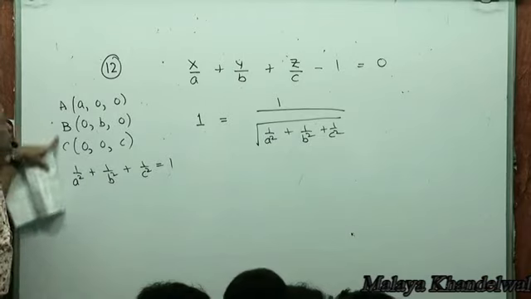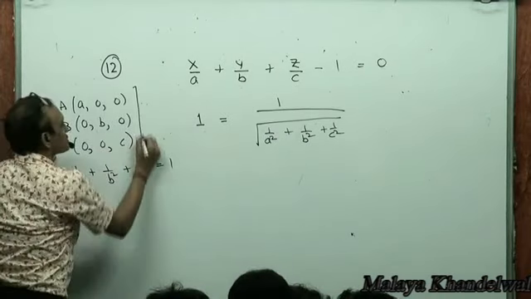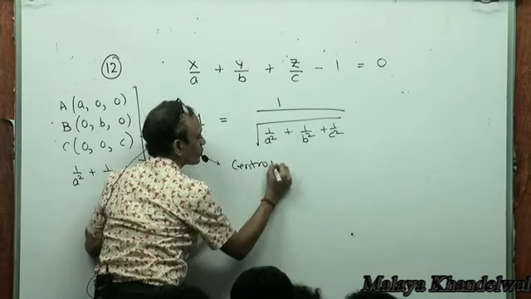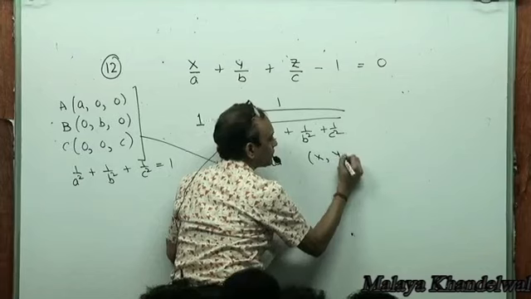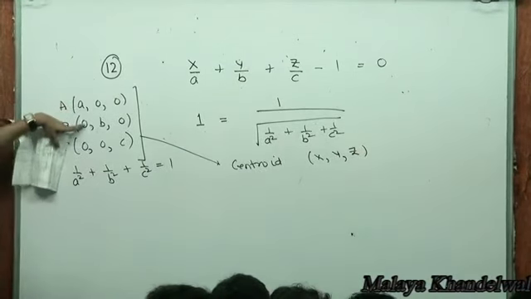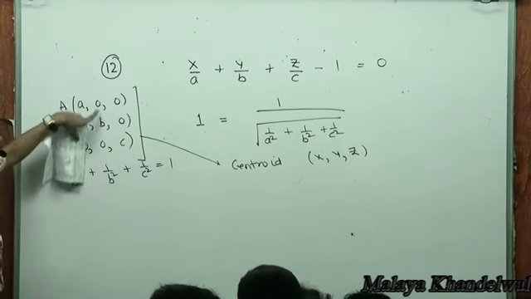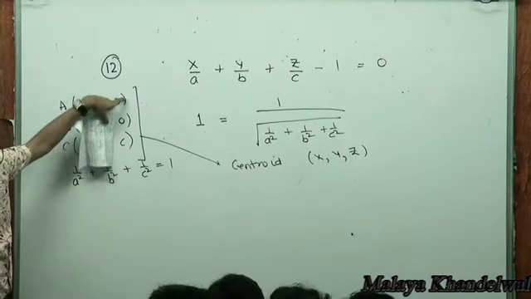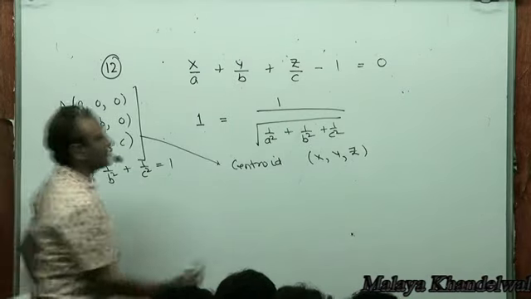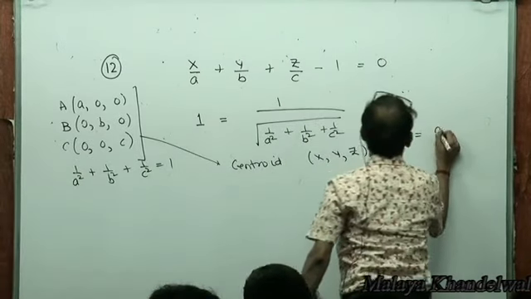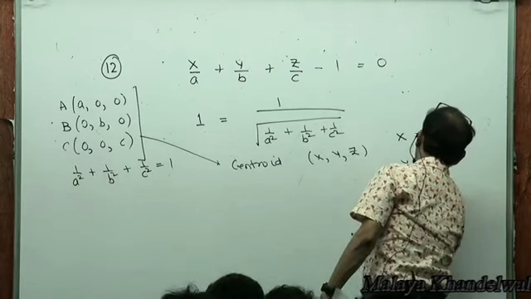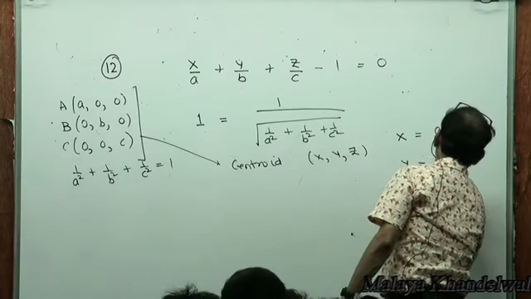Now, the centroid of triangle ABC is (x, y, z). That's the centroid. So x would be what? x1 plus x2 plus x3 by 3. y would be y1 plus y2 plus y3 by 3. z would be z1 plus z2 plus z3 by 3. So x is what? a by 3. Similarly, the y coordinate of the centroid is b by 3. The z coordinate of the centroid is c by 3.